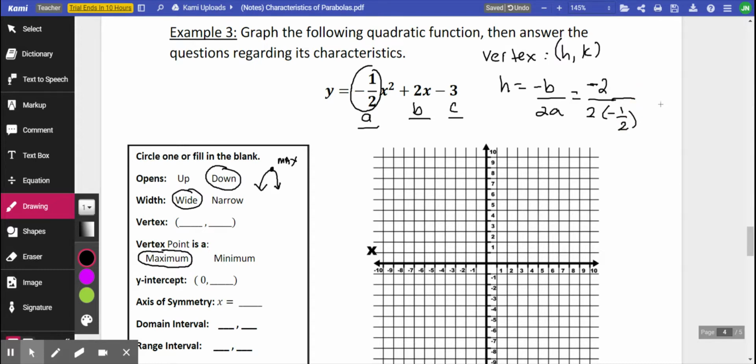All right, so let's simplify this. So on top we get negative 2. On the bottom we get the 2 and the 2 cancel, so we're left with just negative 1. So then the h is equal to, the negative and the negative cancel, so we get positive 2.